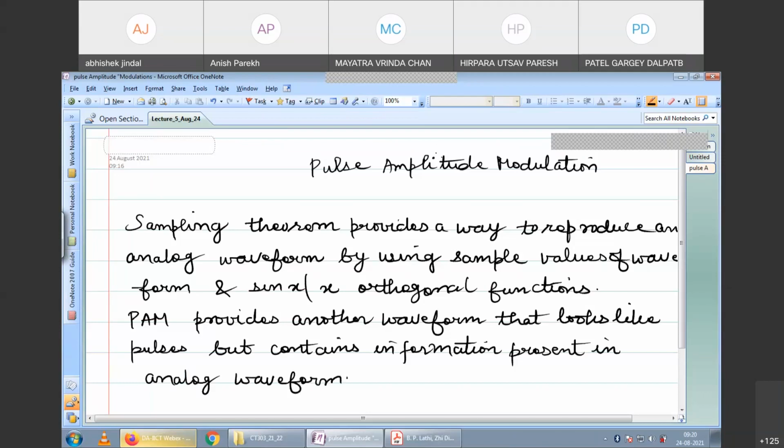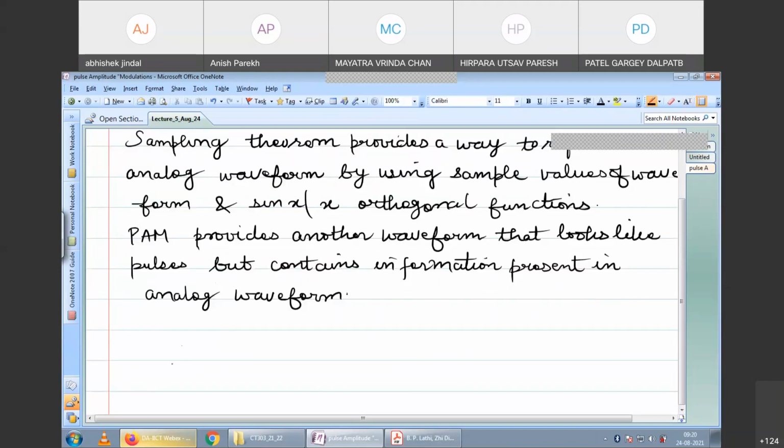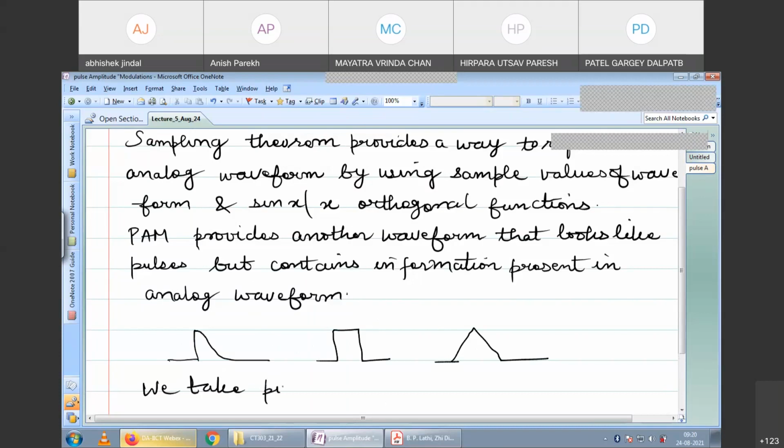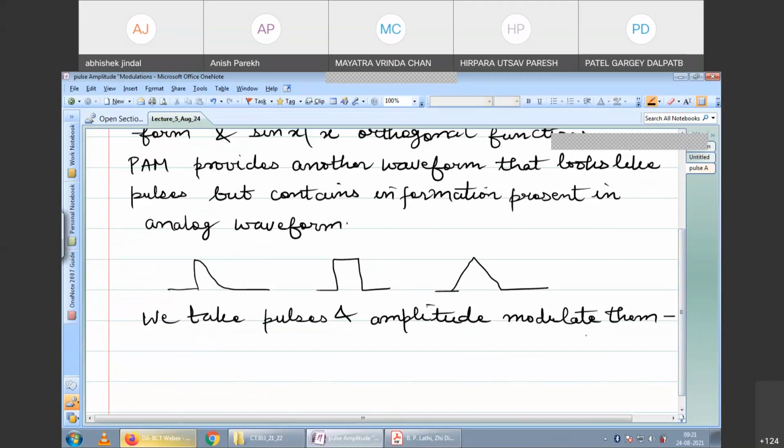Now, there is a question: why does this pulse amplitude modulation hold some value, or why are we studying a pulse and then amplitude modulating it? So let us say there is some pulse, you can take any shape of this pulse. Suppose you take this as a pulse shape, or this, or this. These are some examples of pulses, and we take pulses and amplitude modulate them. So the question is why?